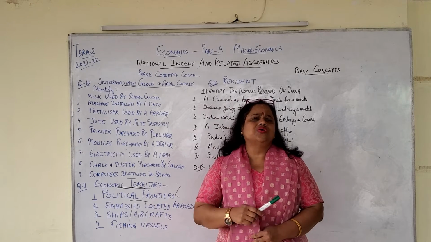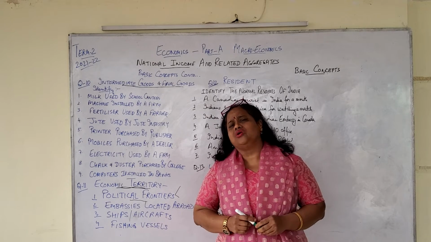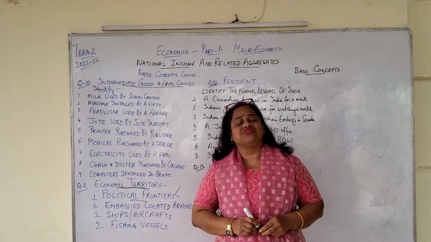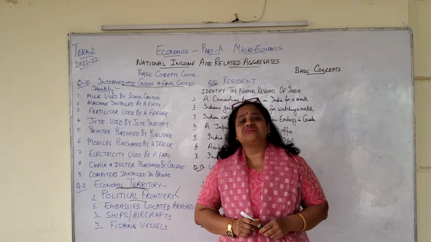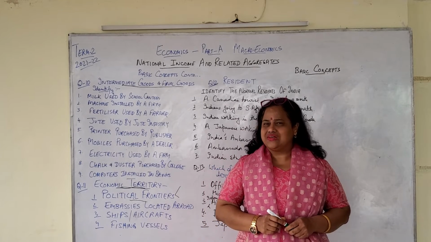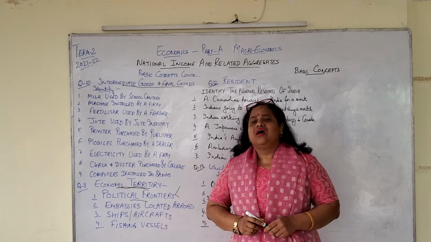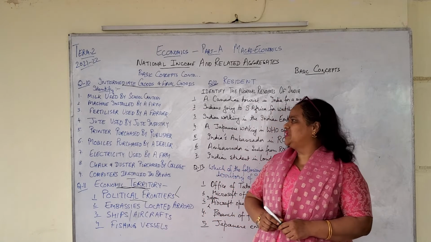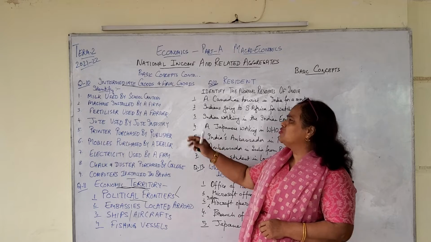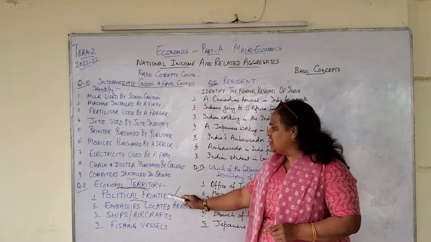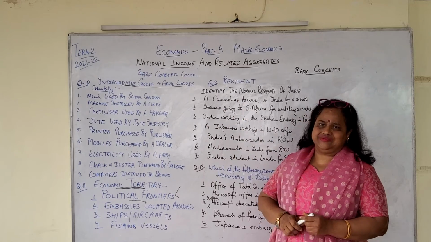Then we also saw the very important topic called circular flow of income. What are the basic principles of circular flow of income? What is the difference between the real flow and the physical flow? Then what is the significance of circular flow of income? Now, we also did the concepts of how to identify intermediate and final goods. This also we have completed, and then we started economic territory and resident.